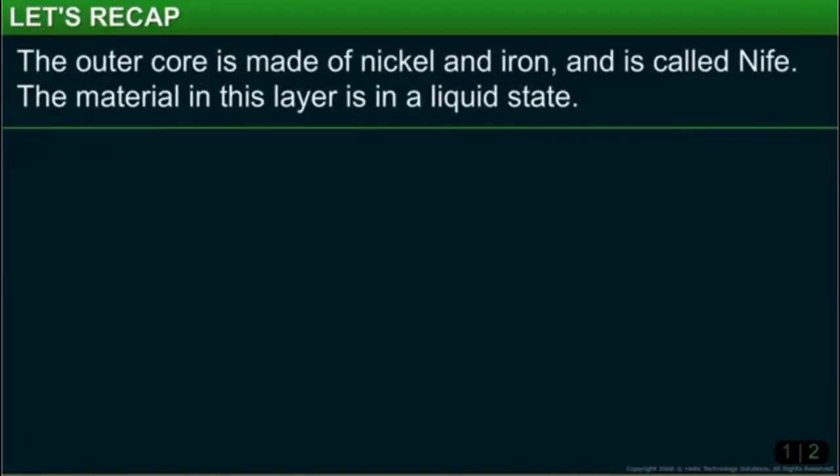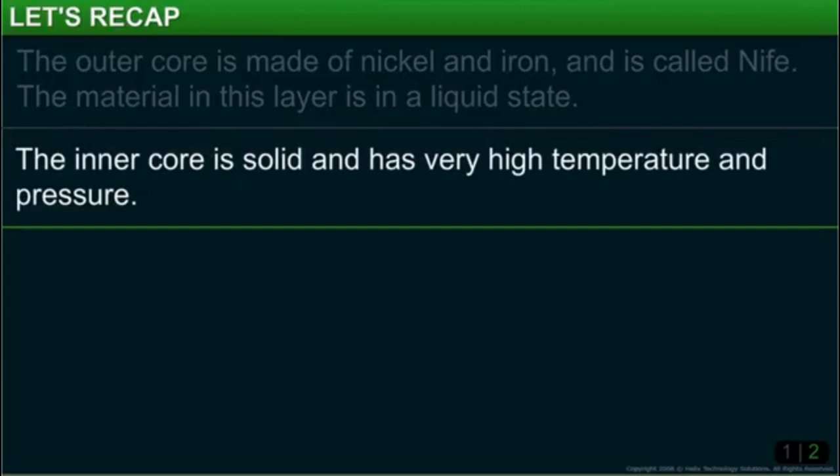The outer core is made of nickel and iron and is called nife. The material in this layer is in a liquid state. The inner core is solid and has very high temperature and pressure.